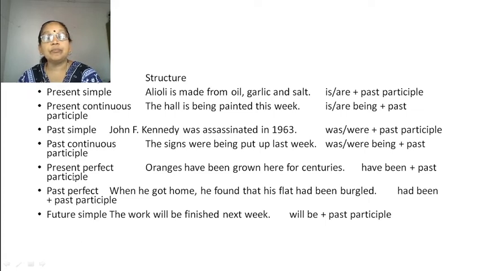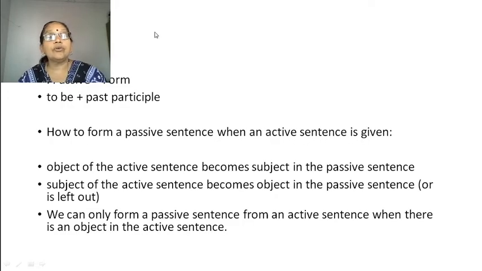Present perfect tense: oranges have been grown here for centuries. Have been plus past participle. Past perfect: when we got home, he found that his flat had been burgled. Had been. Simple future tense: the work will be finished next week. So what is the structure? Will be plus past participle. So in passive form, it is to be plus past participle.